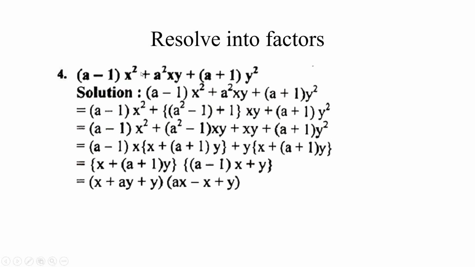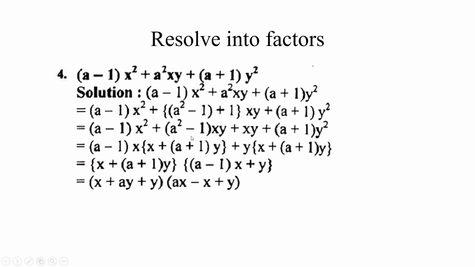Question is (a minus 1) x square plus a square xy plus (a plus 1) y square. Solution is (a minus 1) x square plus a square xy plus (a plus 1) y square. Now a square minus 1 plus 1, so you take minus 1 and plus 1, this will be vanished. Now (a square minus 1) xy plus 1 into xy plus (a plus 1) whole square.